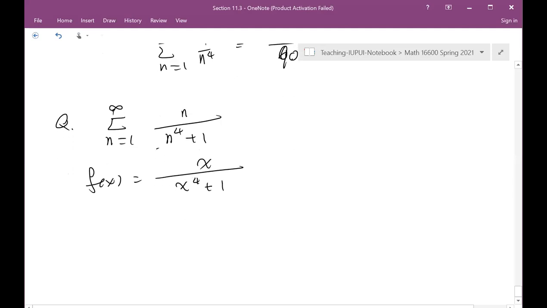Okay, so take a look at this, right? I think the corresponding integral will be convergent.